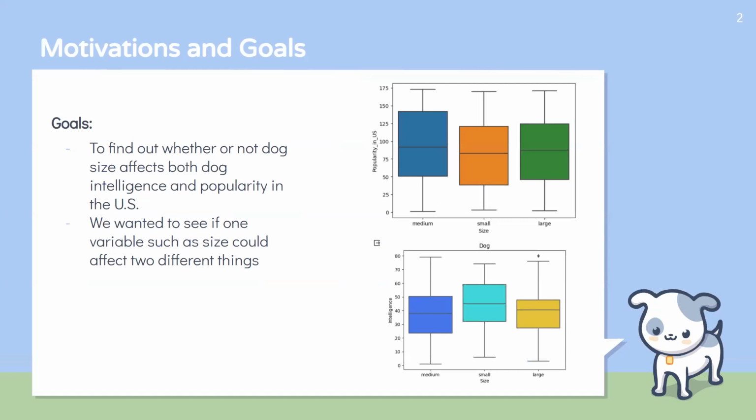So for our project, we chose the dog data set, and our goals were to find out whether or not dog size affects both dog intelligence and popularity in the US. We used our data visualization, and we wanted to see if one variable such as size could affect two different things, which is intelligence and popularity. So our two hypothesis questions were, does dog size affect dog intelligence, and does dog size affect popularity in the US?